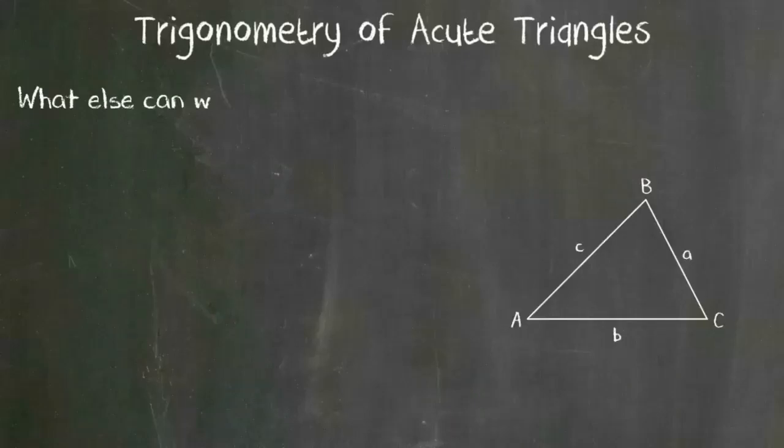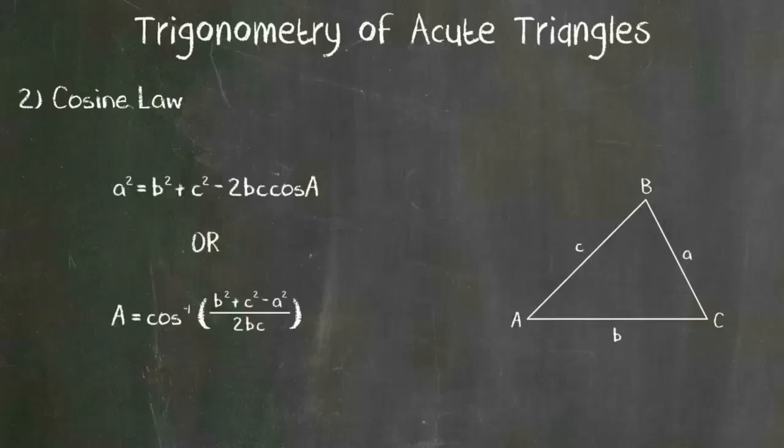What else can we use to solve triangles? Well, we can use the cosine law. Cosine law is shown here. Again, there's two different representations. The first is when you're looking for a missing side. The other representation of cosine law is when we are looking for an angle.